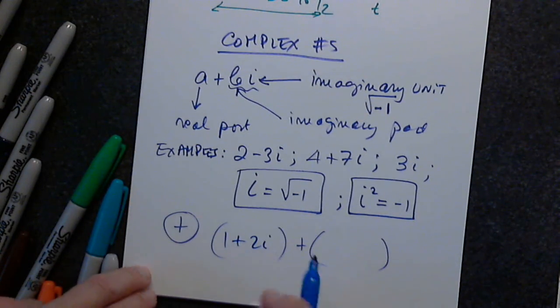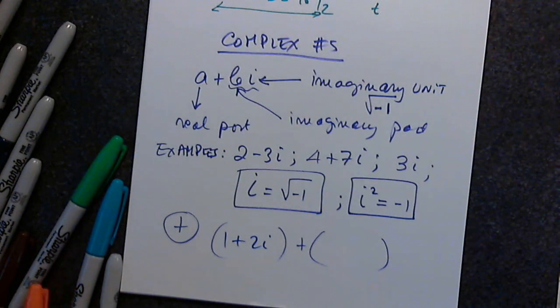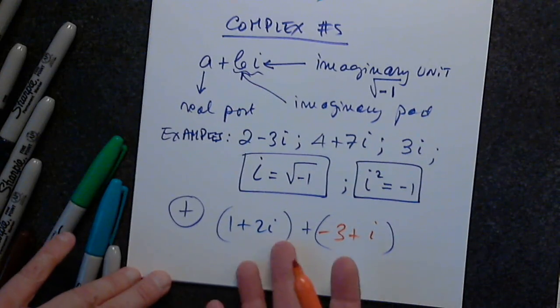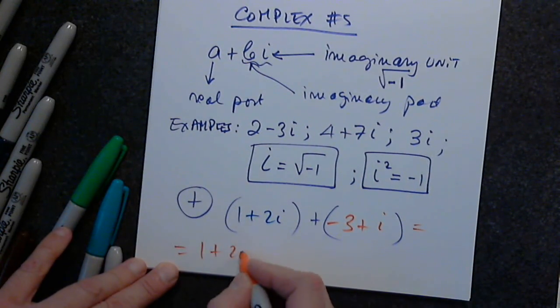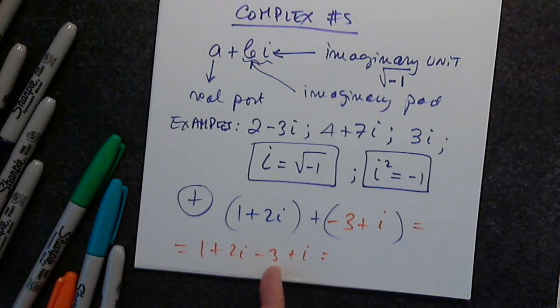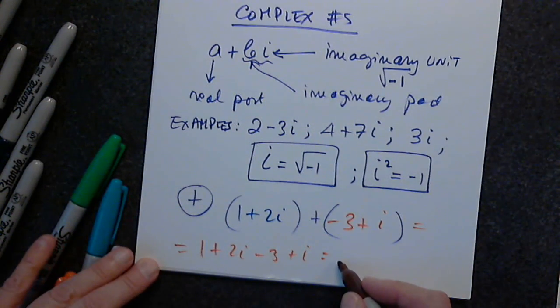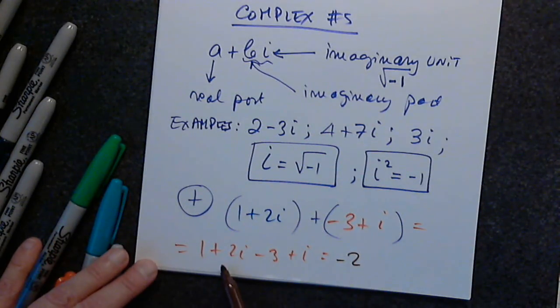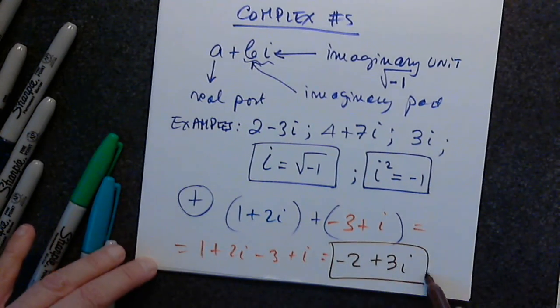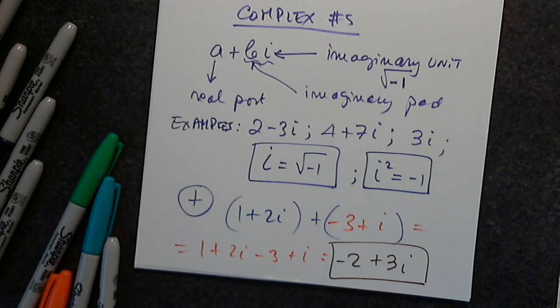Very good. 1 plus 2i. And the second one? Put some negatives in there, too. Excellent. We don't really need parentheses when we add, right? I can just remove them. 1 plus 2i minus 3 plus i. And the next step is just combine like terms. I will combine 1 with negative 3, and what do I get? Very good. And then I will combine 2i with i, and I get positive. That's it. So this is the complex number that we obtained by adding those two complex numbers.